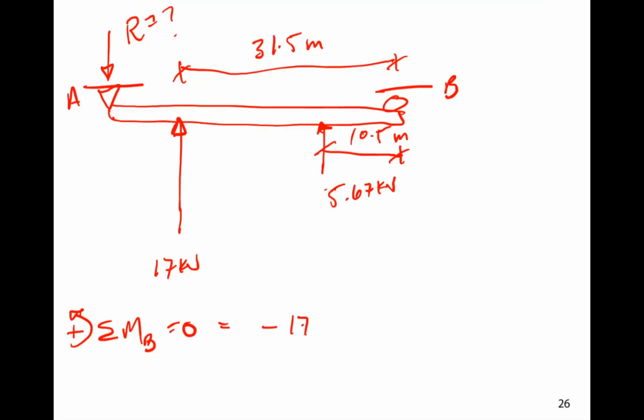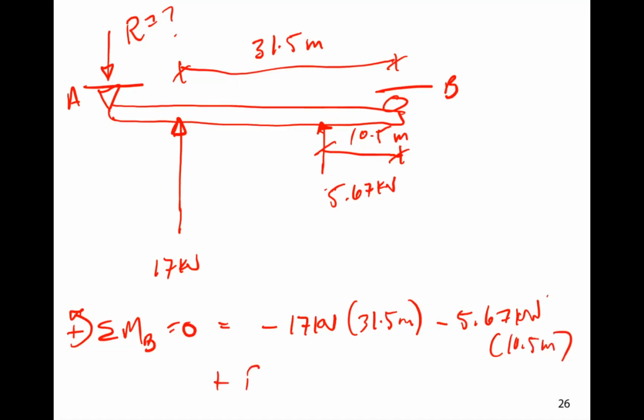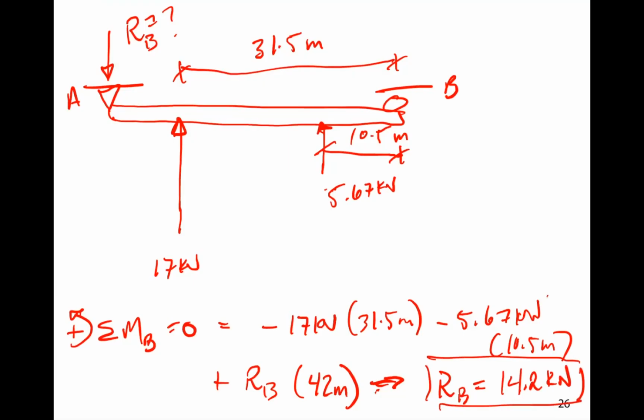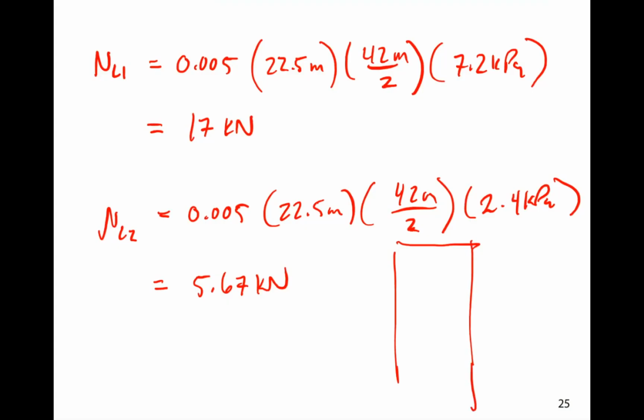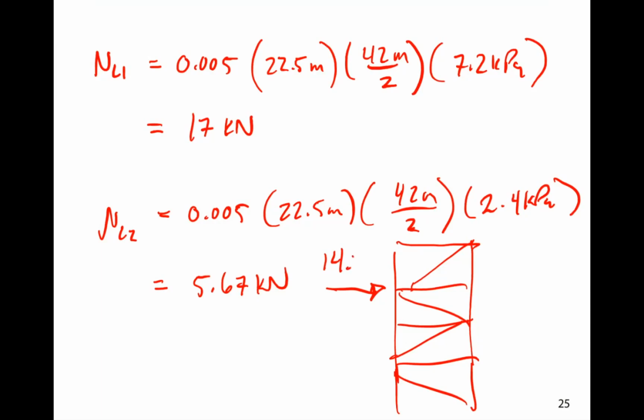So I'm going to have minus 17 kilonewtons times 31.5 meters, minus 5.67 kilonewtons times 10.5 meters, plus the reaction at B multiplied by 42 meters. That's 0. And so that's going to give me, if I follow through that to the natural conclusion, the force on the braced frame is going to end up being equal to 14.2 kilonewtons. Okay? So what that means is I might draw a braced frame, and I had the braced frame that looked something like this. And that's at the 3rd floor. So on that braced frame, I might draw a live load notional lateral force of 14.2 kilonewtons for that floor level.